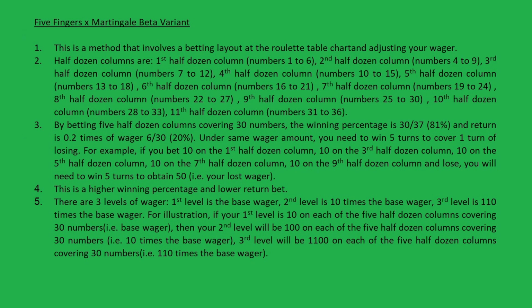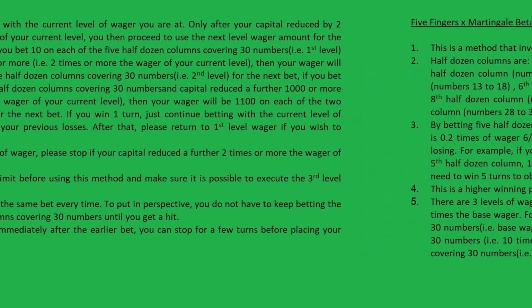5. There are 3 levels of wager. First level is the base wager, second level is 10 times the base wager, third level is 110 times the base wager. For illustration, if your first level is 10 on each of the 5 half dozen columns covering 30 numbers, i.e. base wager, then your second level will be 100 on each of the 5 half dozen columns covering 30 numbers, i.e. 10 times the base wager. Third level will be 1,100 on each of the 5 half dozen columns covering 30 numbers, i.e. 110 times the base wager.